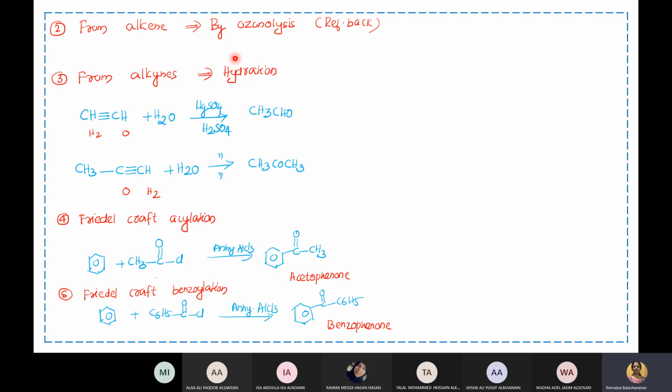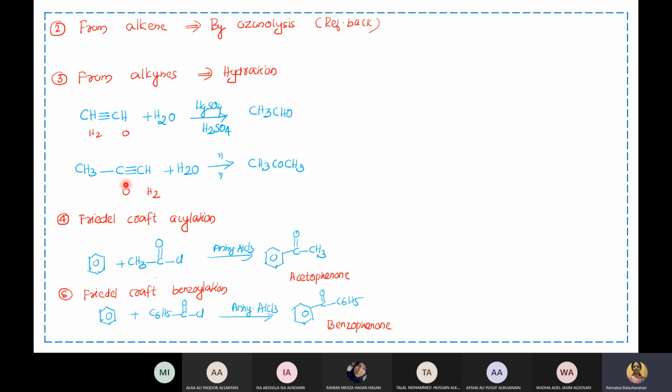Now from alkynes, this also was there in chapter 3. Do you remember adding water in the presence of HgSO4 and H2SO4? This also is from chapter 3. That means we just add H2 here, O here. So this part will become CH3, this part CHO.